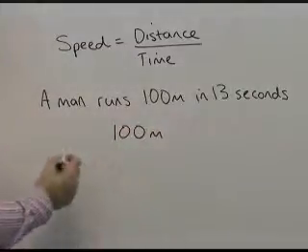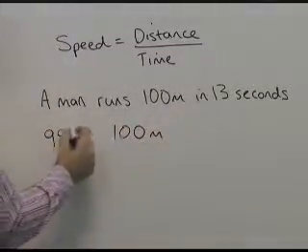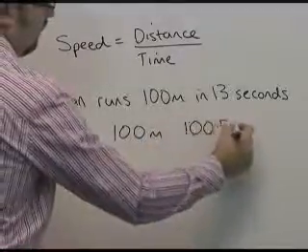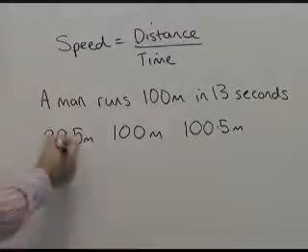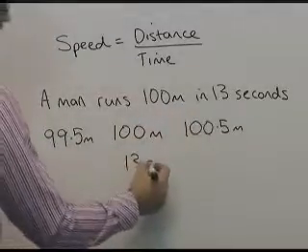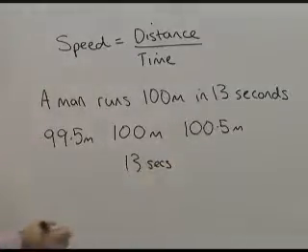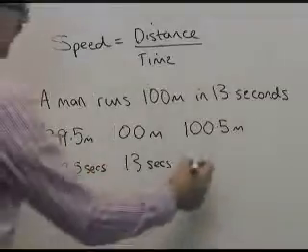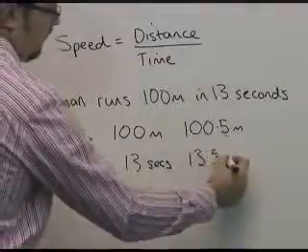So we know that it could have been 99.5 metres at the low end and 100.5 metres at the high end. So that's the lower bound, that's the upper bound. 13 seconds has been measured to the nearest second. So it could be 12.5 seconds, or it could be 13.5 seconds.